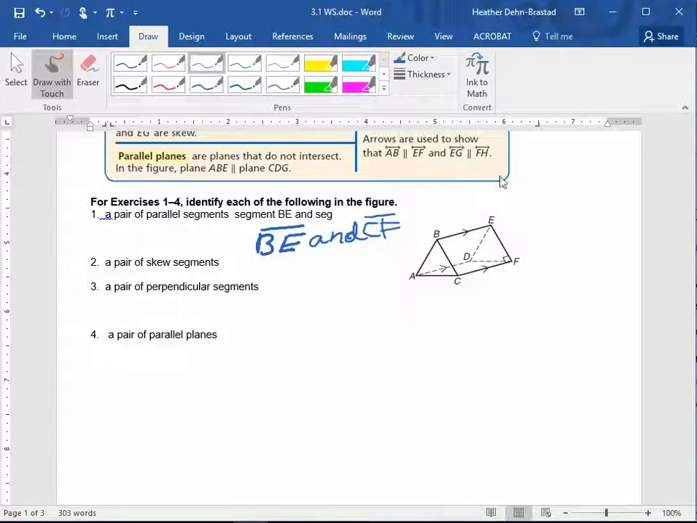Skew segments are any two that are not parallel. You'll name them the same way, either by typing the two capital letters that are the endpoints of the segment or writing them with the line segment above it. It's okay if you don't write the word segment in front of each of these.